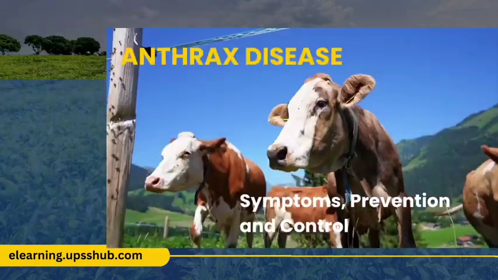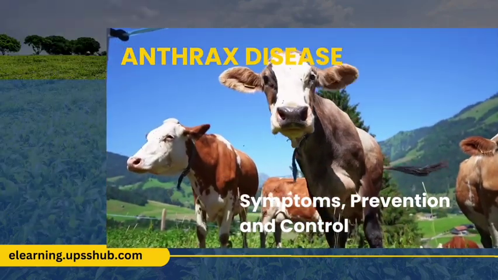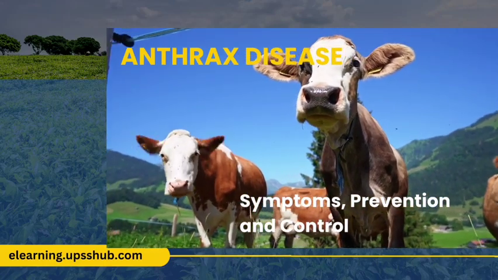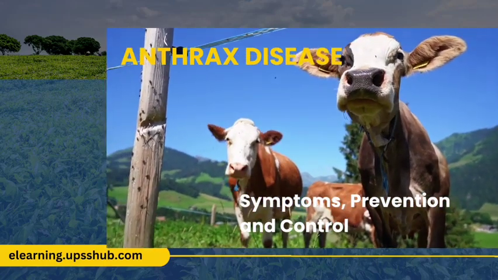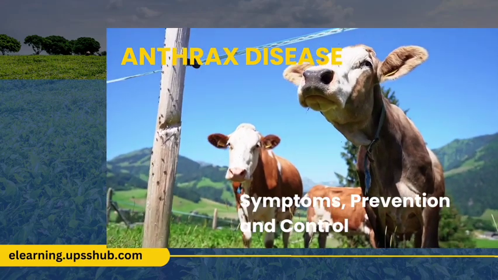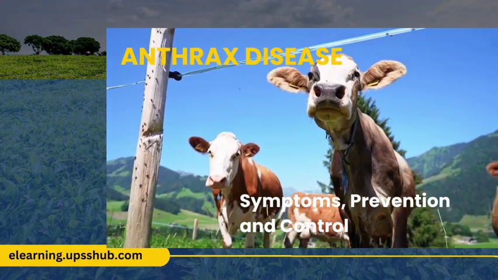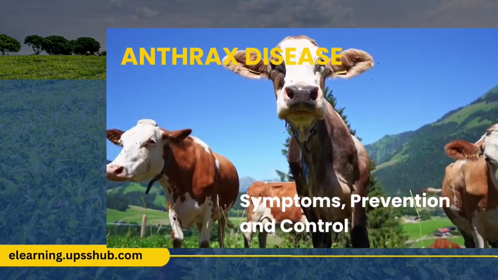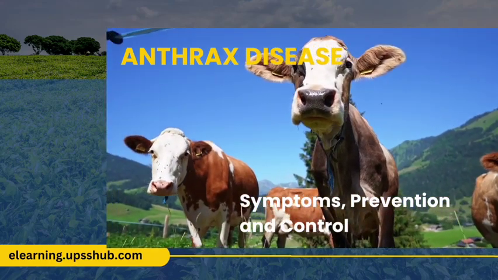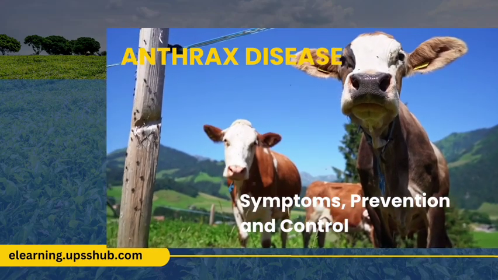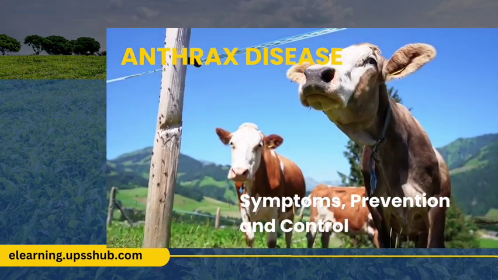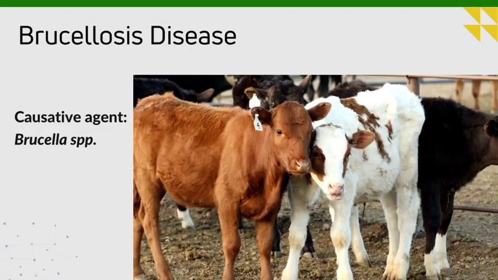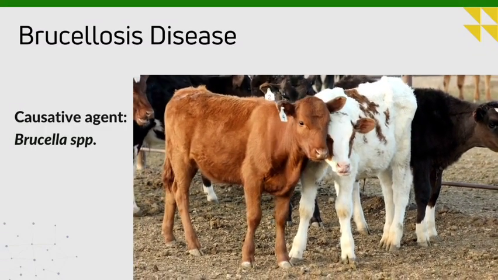Symptoms of anthrax include emaciation of the animal, most especially cattle, reduction in milk production and loss of appetite, oozing of blood from the nose, mouth, and anus of the cattle. There's also bloody diarrhea, abdominal pain in the cattle. Then the prevention and control is by good sanitation, isolation of the infected animal, and also regular vaccination.